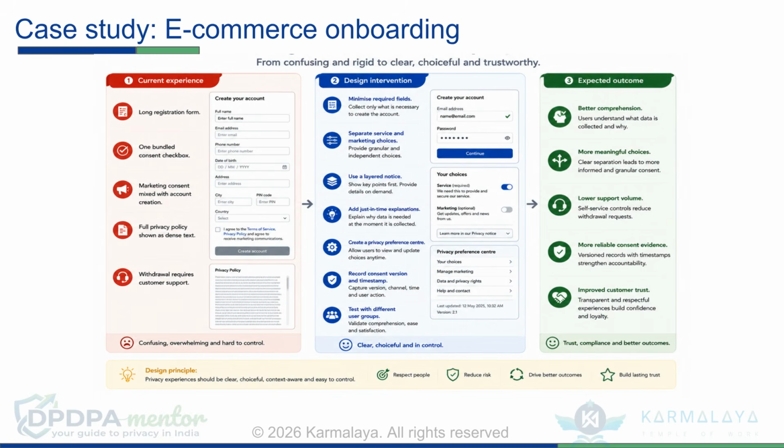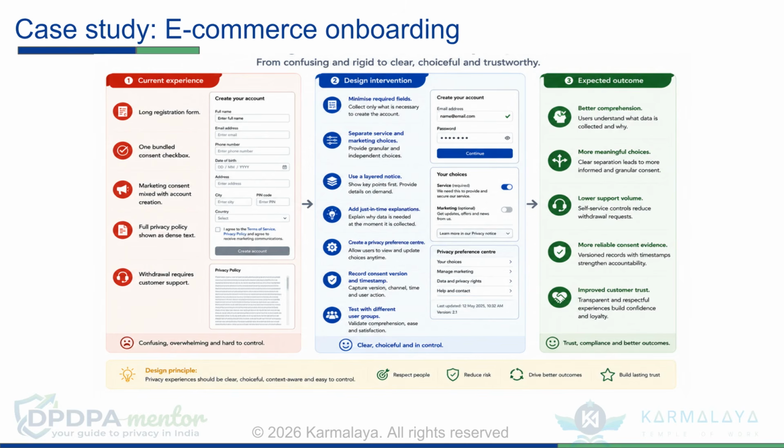Let us apply the framework to an e-commerce example. The organization currently collects excessive information during registration. A single checkbox combines account creation, analytics, personalization, and marketing. The first step is to map the purposes and determine which information is actually necessary for the requested service.